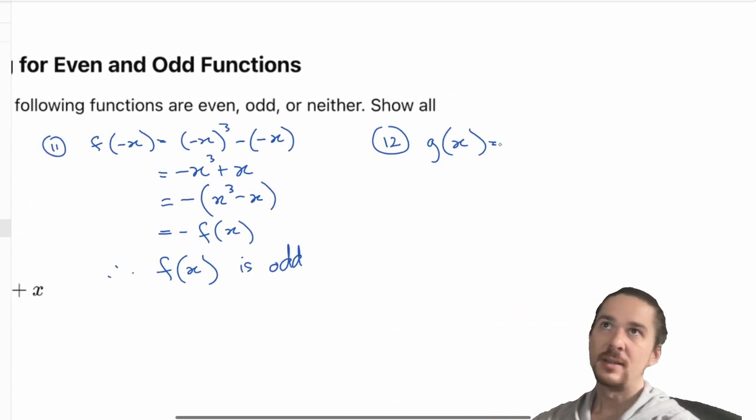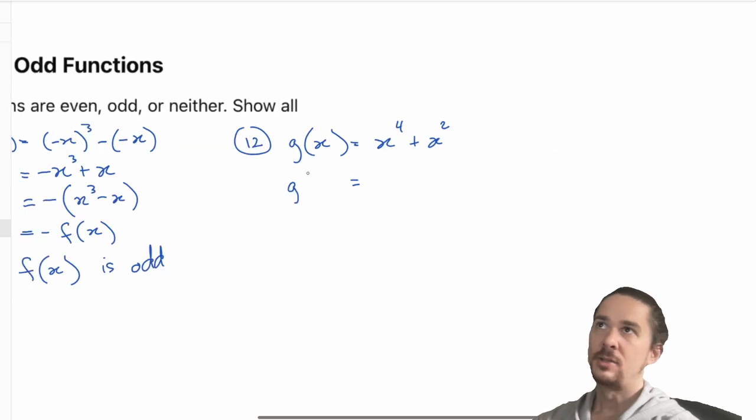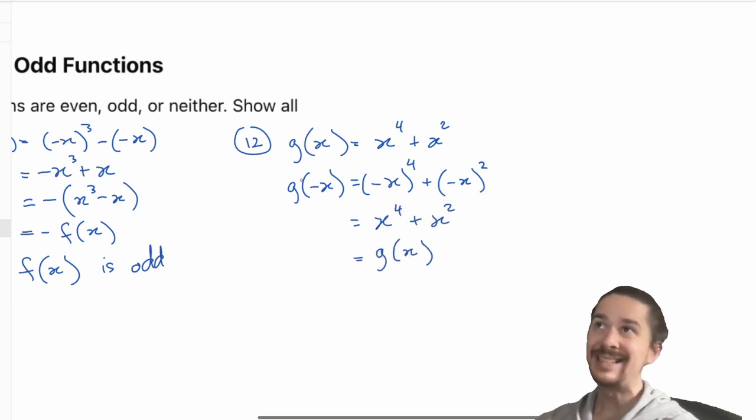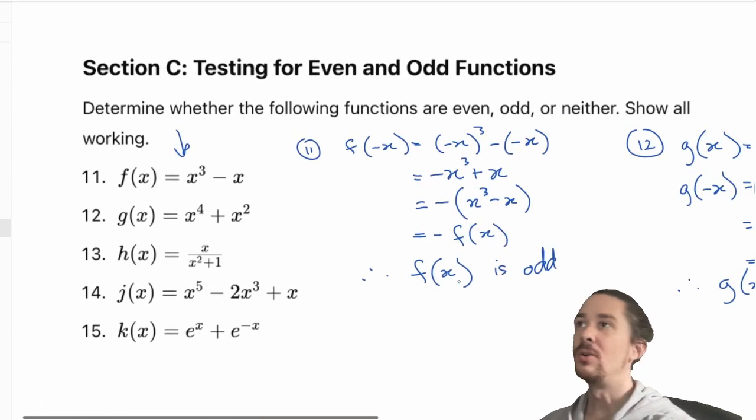12. g of x equals x to the 4 plus x squared. g of negative x equals negative x to the 4 plus negative x squared. A negative to an even power becomes a positive, so we have x to the 4 plus x squared, which is g of x. Since g of negative x equals g of x, therefore g of x is even. We already knew that. Okay, question 13.